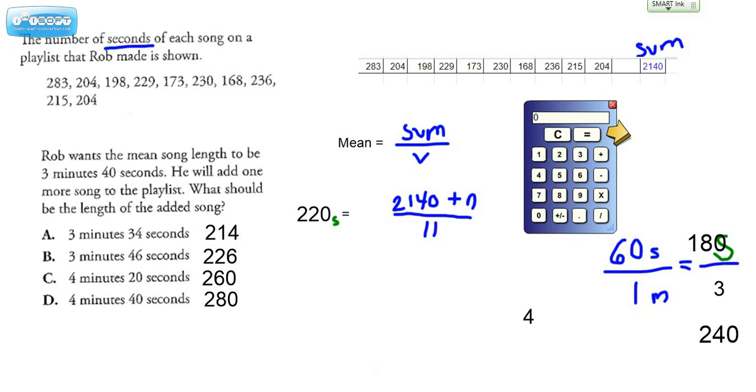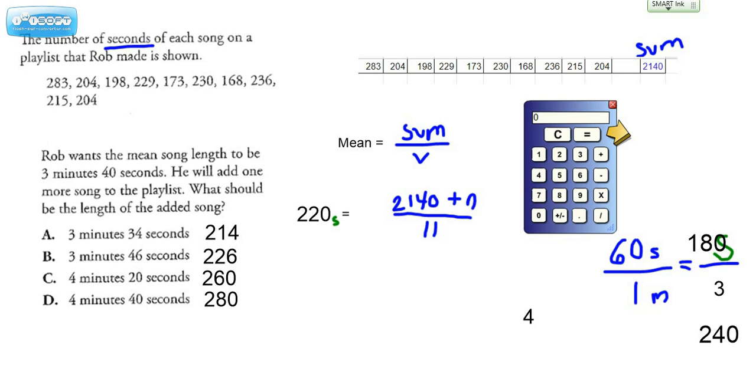All right, so the next step is to apply that to the formula, because the mean, we want it to be that. This is the sum that we have so far, but we're going to add in that one more song, and we're going to divide it not by 10 values now, but that 11th song would make 11 data points.